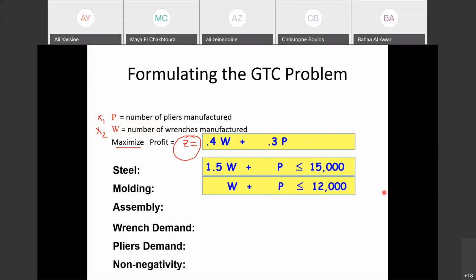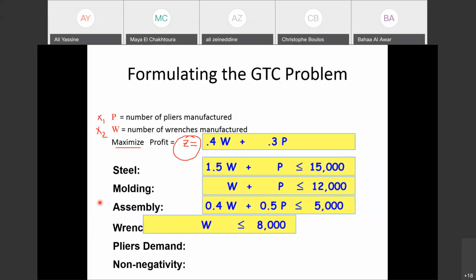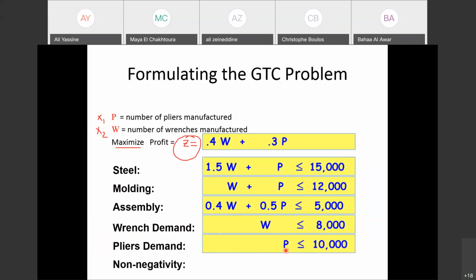A molding machine constraint. Each one of these products uses 1 hour of molding machine. That means W plus P less than 12,000 hours available. Similar thing, wrenches take 0.4 hour and the pliers take 0.5 hours. So in total, 0.4 W plus 0.5 P should be less than the available. So the right-hand side is always the available amount. Remember, those are available, meaning time, 5,000. And then you have the wrench demand. You cannot sell more than 8,000, so W less than 8,000. You cannot sell more than 10,000 pliers, so P is less than 10,000.